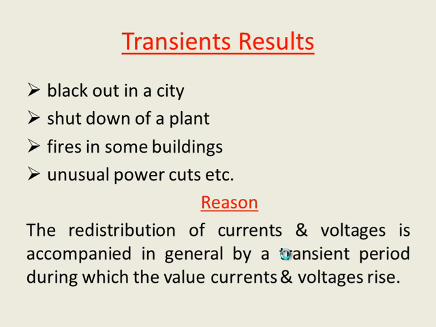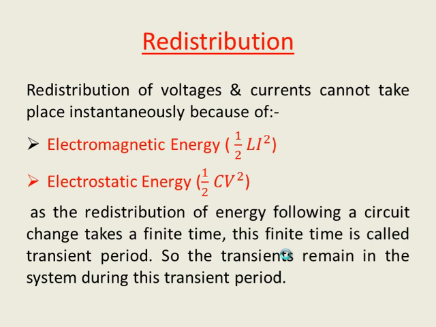The time taken from when there is a fault until it has recovered through redistribution of currents and voltage, that period is the transient period, and during that period there is a rise in voltage and current. Now let's talk about the redistribution. What is this redistribution? Why is it taking a little bit of time?